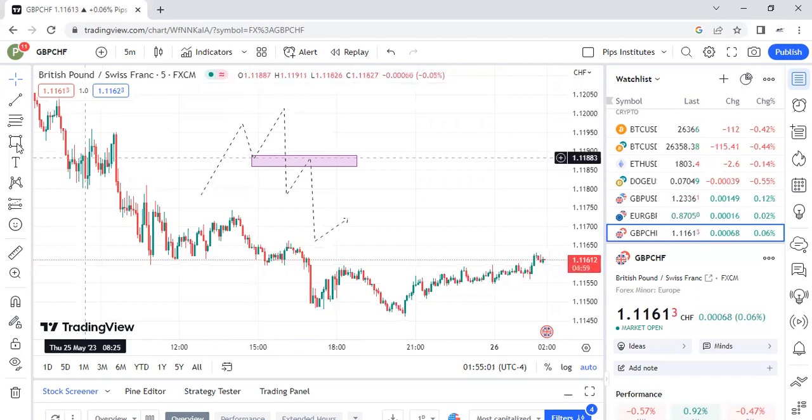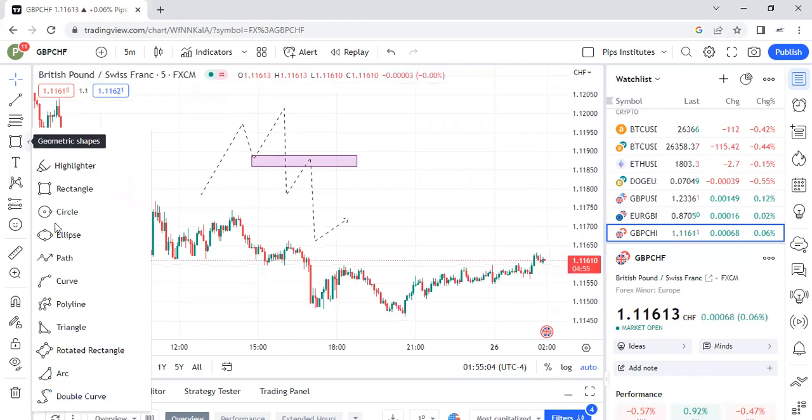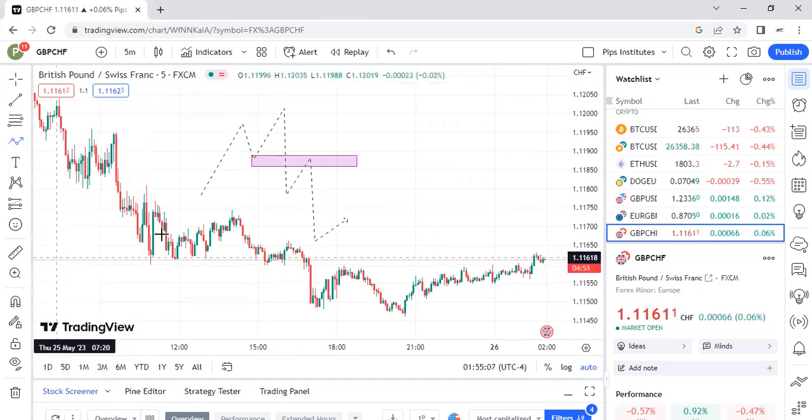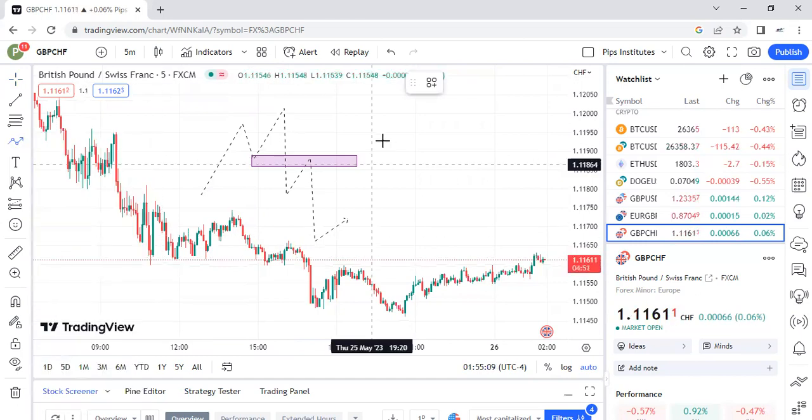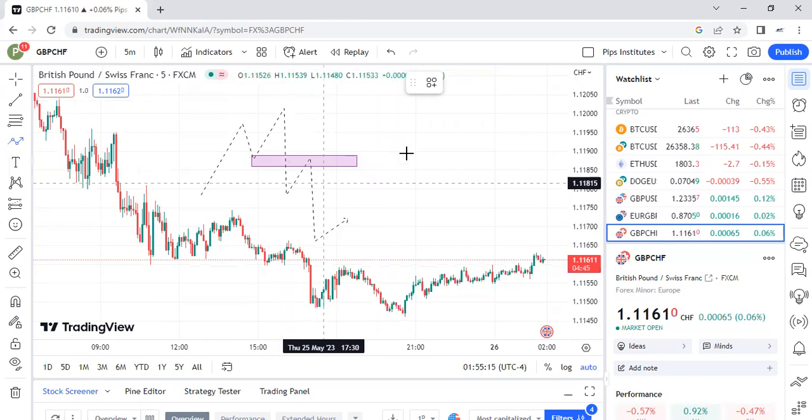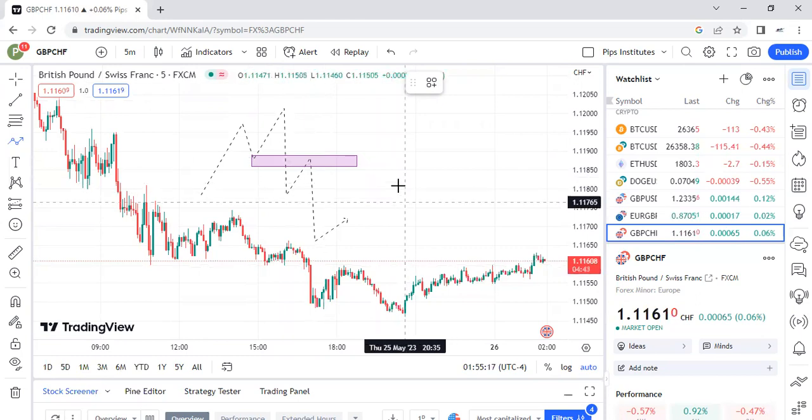So the second type of order breaker block is the bullish breaker block. This is a bearish breaker block because it broke downward. So it's a bearish breaker block.